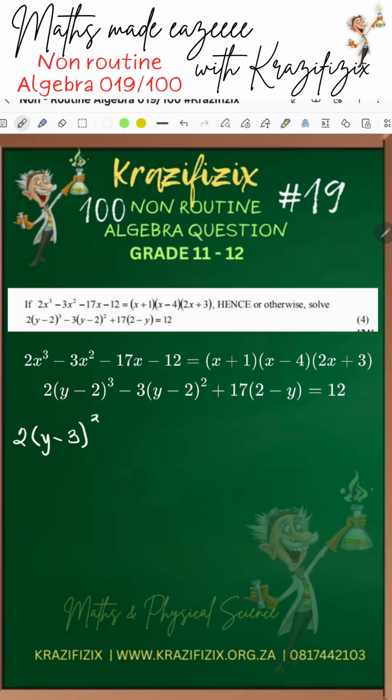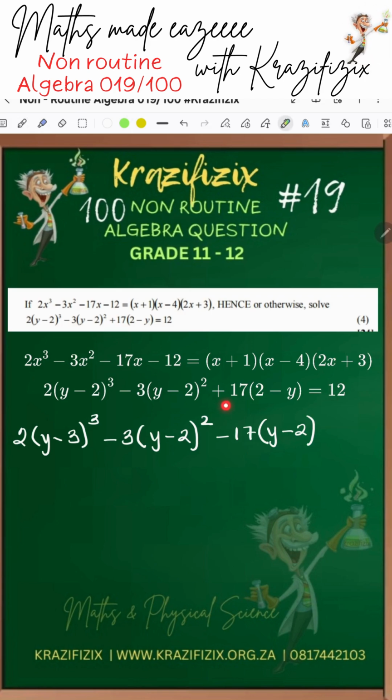2y minus 3 cubed minus 3y minus 2 squared. Because I want this to look like the others, I'm going to do a sign change. Change this to negative 17, and this becomes y minus 2. All right, it's basically the same thing, because if you multiply it out, you would notice, check.